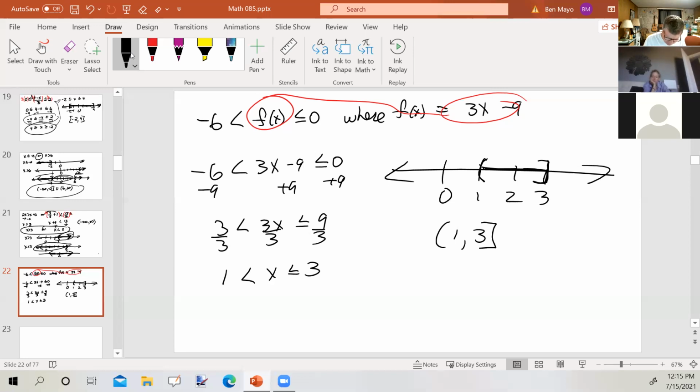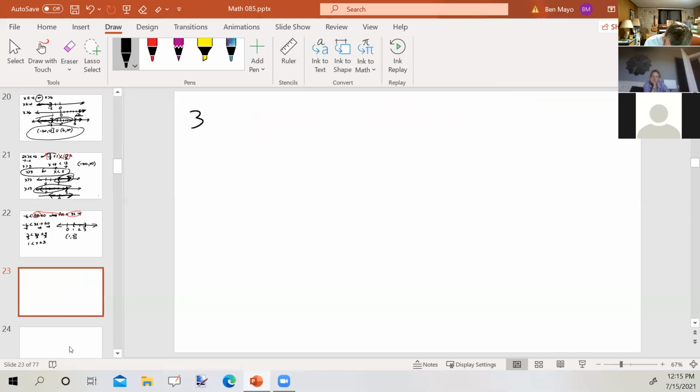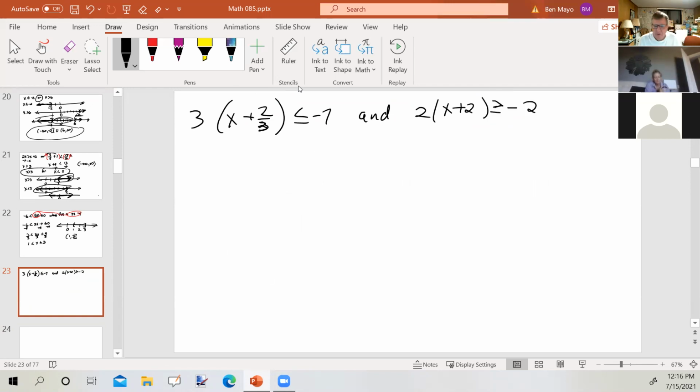How about this one? 3 times the quantity x plus 2/3 less than or equal to -7, and 2 times the quantity x plus 2 greater than or equal to -2. Be sure that you keep track of whether it's an intersection or a union. A common mistake is people get all the stuff ready and then they do the wrong thing with it. So be careful with that.